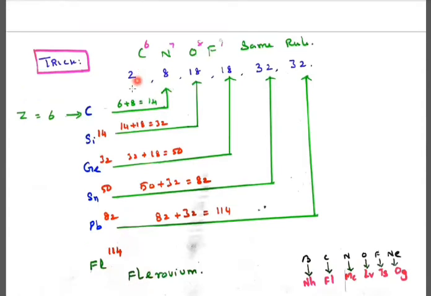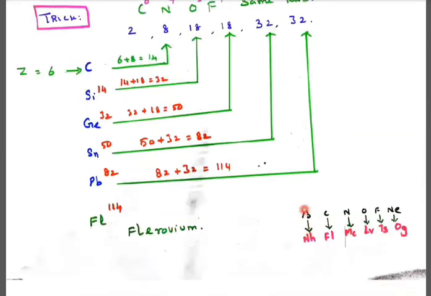In my description box, I have given a mnemonic to remember: Chemistry Sir Gives Standard Problem. Carbon, silicon, germanium, tin, lead. C for Chemistry, Si for Sir, Ge for Gives, Sn for Standard, Pb for Problem. If you remember this sentence, you can correlate all these elements. Under the carbon family, flerovium is placed.